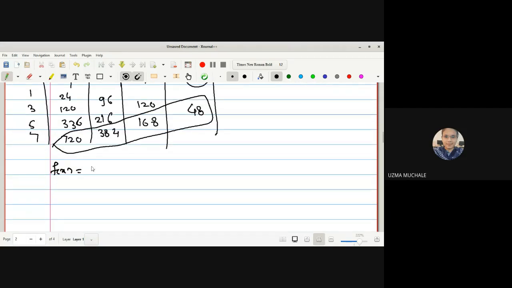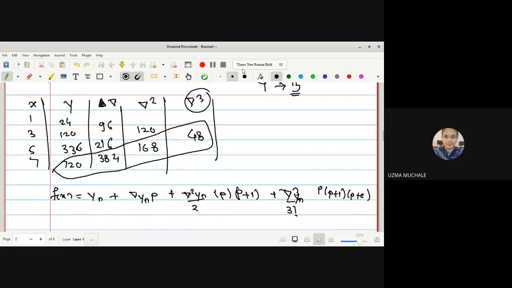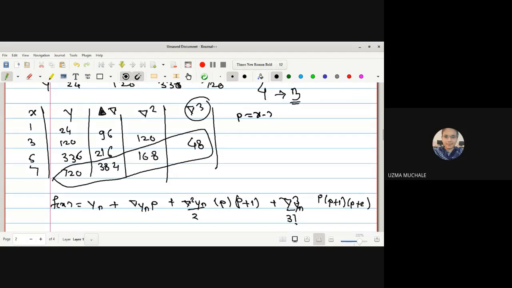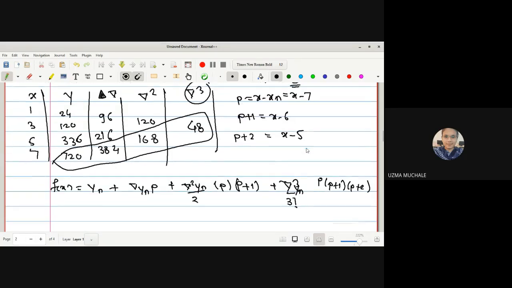F of x is equal to yn plus p del yn plus del square yn divided by 2 factorial into p into p plus 1 plus del cube yn divided by 3 factorial into p into p plus 1 into p plus 2. Now let us find out the value of p. How to find p: it is x minus xn. What is the nth value? It is 7, right? That is x minus 7. What will be p plus 1? x minus 6. P plus 2, simply we have to add one more term, x minus 5. So all these values we have to use here.